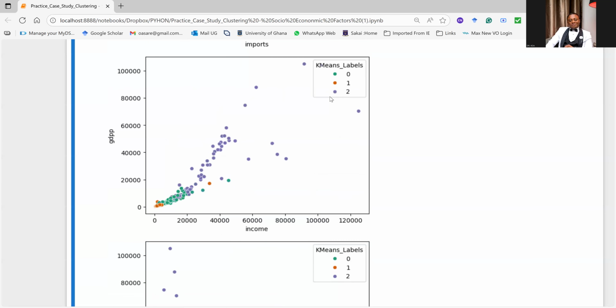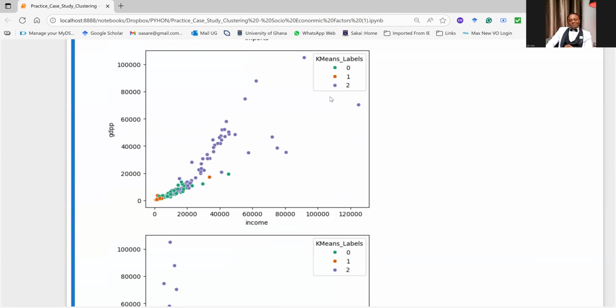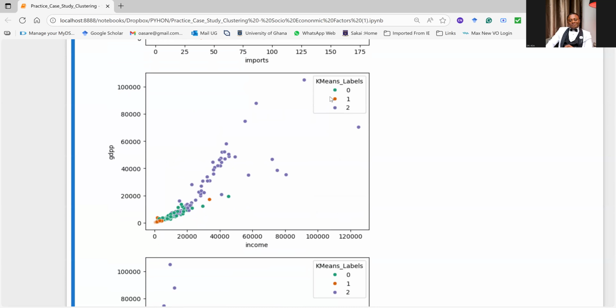Take, for example, income. That's where the beautiful thing comes, because income is highly correlated with GDP. So you can see that there are a few poor countries with a little bit higher income and higher GDP, but the majority of the wealthy countries have a very high GDP and high income. There are even some outliers there. But look at the poor countries, they are way down there.